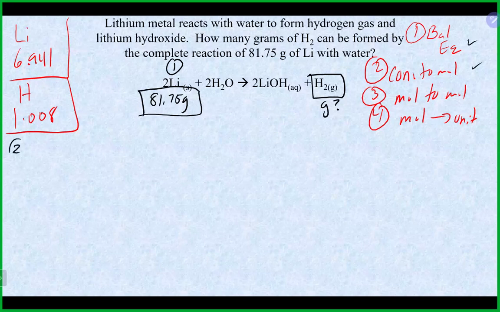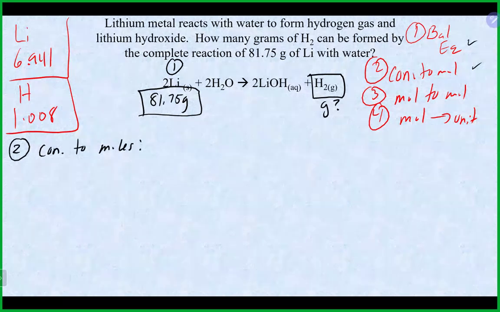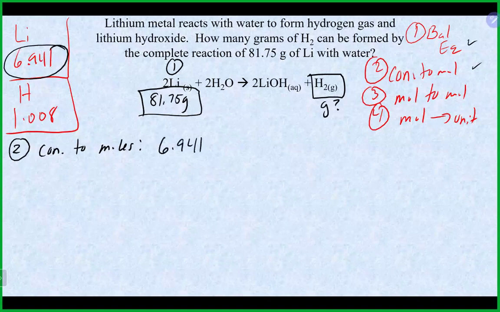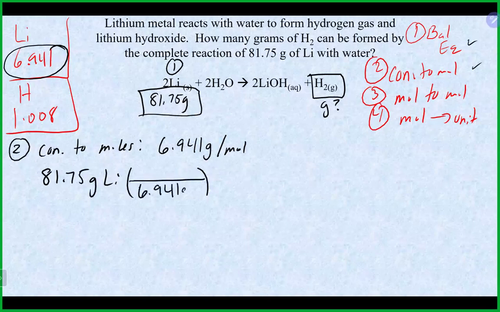So step number 2, we're going to convert grams to moles. We will need the molar mass to do that. In this case, we can just go to the periodic table and grab what we need there as our conversion factor. So taking our 81.75 grams of lithium, again using the molar mass from the periodic table as a conversion factor, we're going to put grams on the bottom so they cancel. Grams of lithium will cancel.